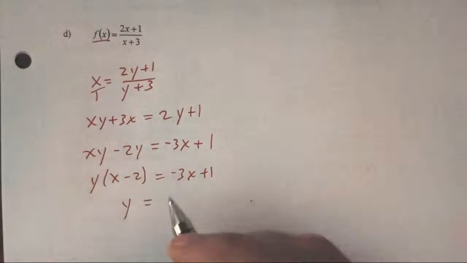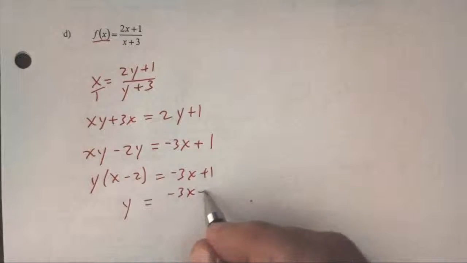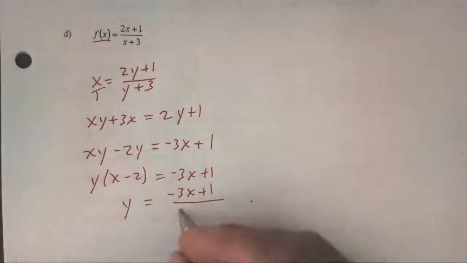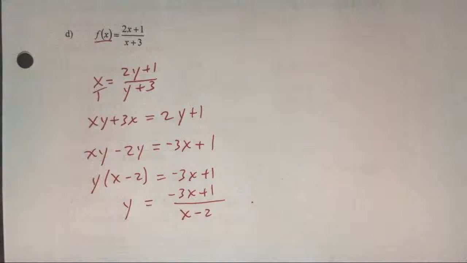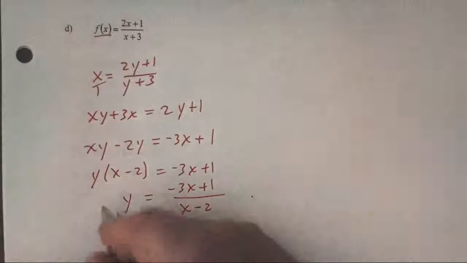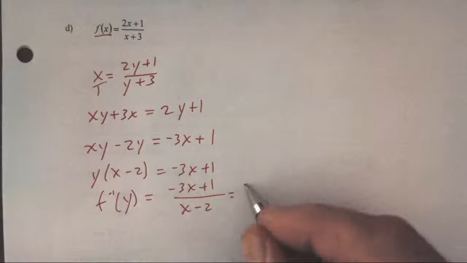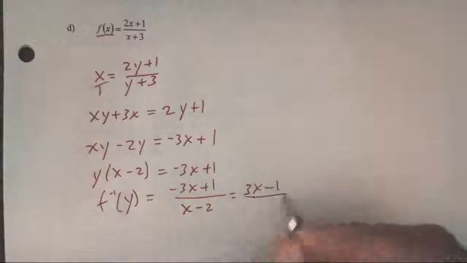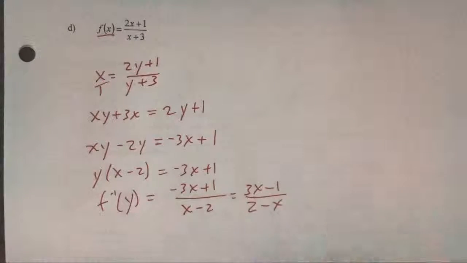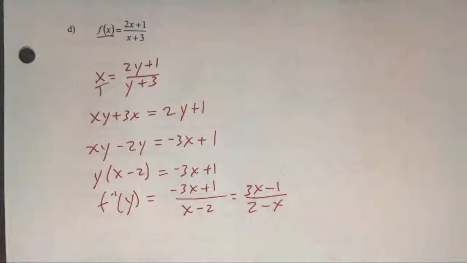Divide by x minus 2 and I get negative 3x plus 1 on x minus 2. Now, I need to point out, so this is f inverse. I need to point this one out. You might do this problem, it might be an odd one, it might be in the back of the book, and the back of the book might say 3x minus 1 on 2 minus x is what we should have.